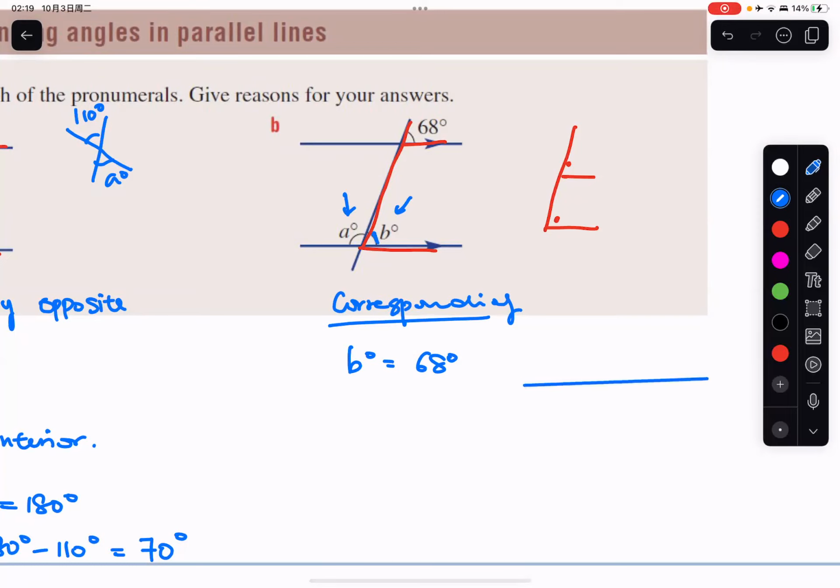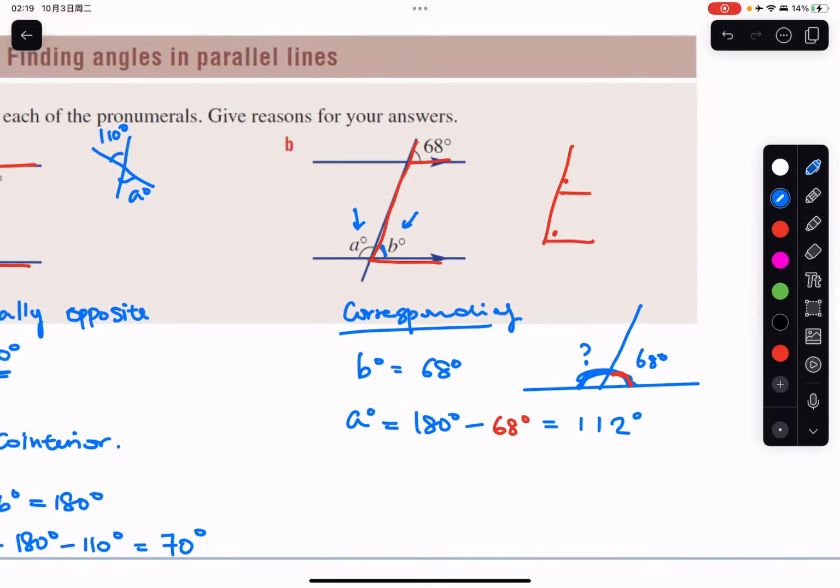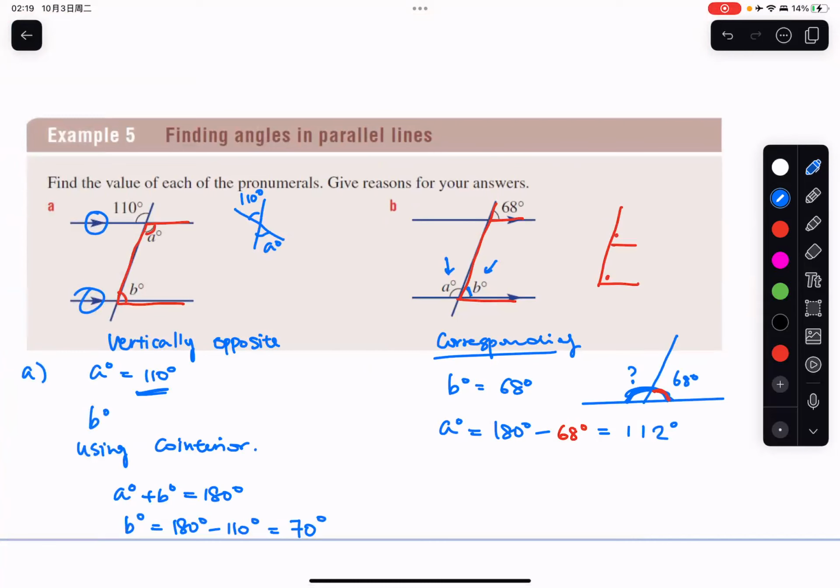Now we find A. Have a look here, that is a straight angle, and then we have A and B. We know that B equals 68 and it's asking for A. A straight angle is 180 degrees, so A equals 180 minus that bit, the red one, minus 68 degrees. That equals 112 degrees. This is how you find angles in parallel lines.